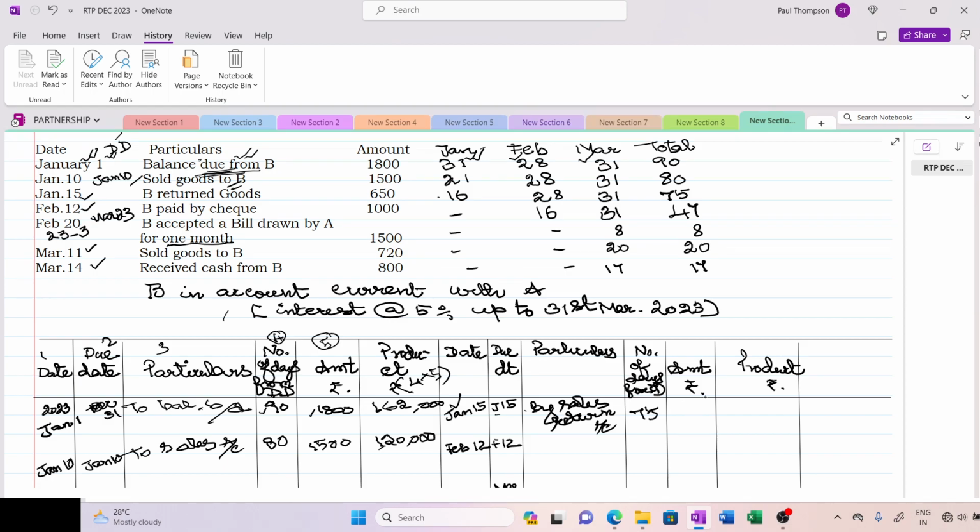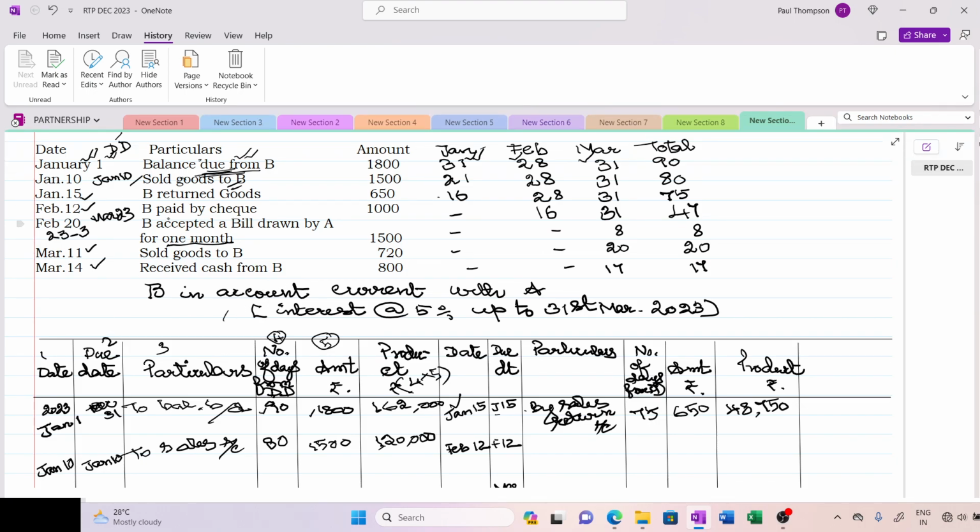So what is the amount? Amount is 650 rupees. You can make the product column here also. It hardly matters. You can make it here or you can make it here. So 75 into 650, 48,750. You can use your calculator and do it in a faster manner. So this is also over.